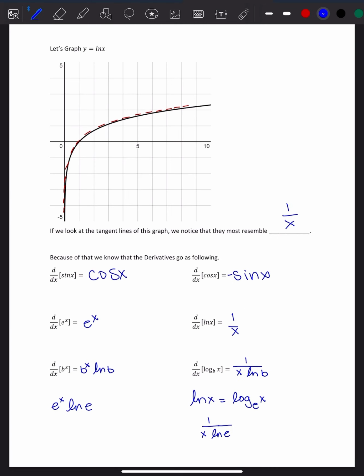So we're going to be practicing these formulas. We really just need these so that we can learn product rule and quotient rule next time.